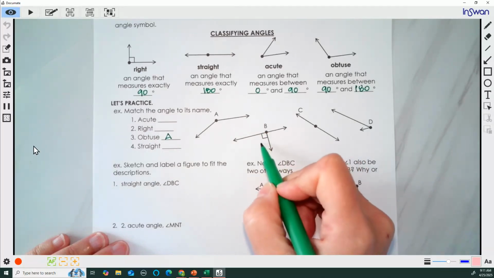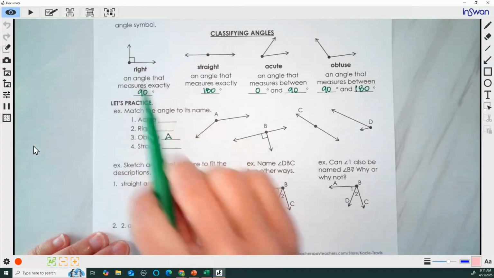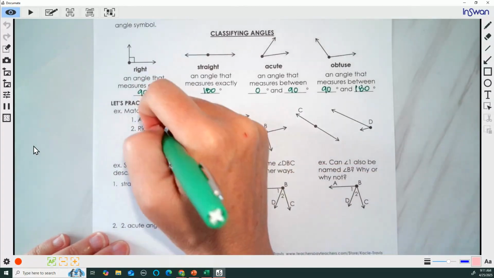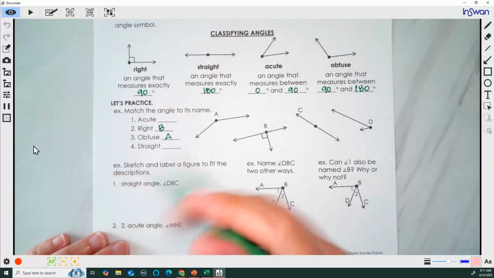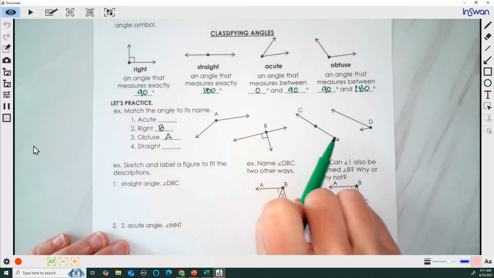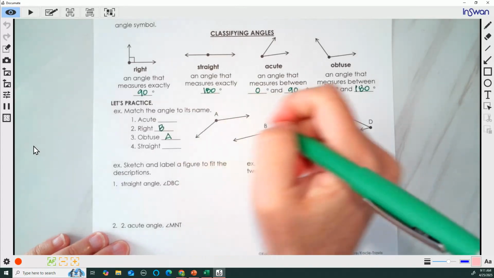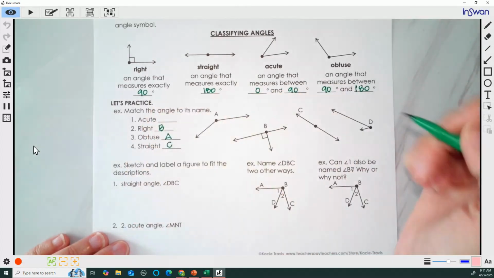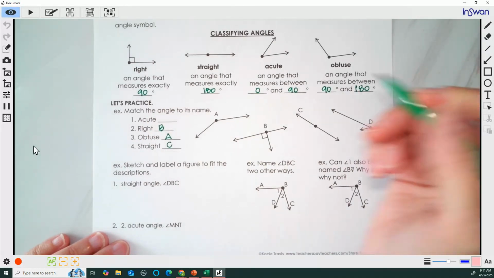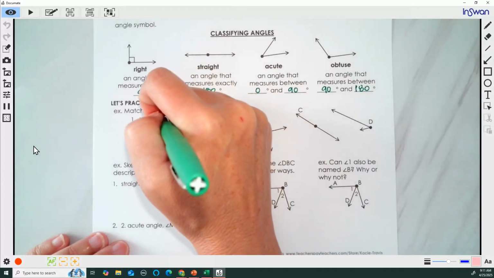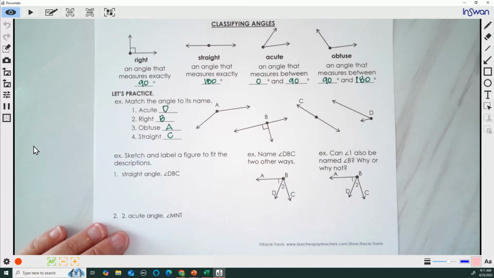Angle B here is marked with that box, like I mentioned, for our right angle. Angle B is a right angle. Angle C, we have two rays here that meet to form a straight line, has a measure of 180 degrees. This is our straight angle. And angle D has a measure of less than 90 degrees but greater than 0. It is acute. Now we have some other examples.